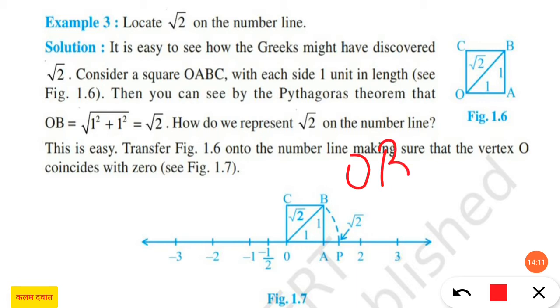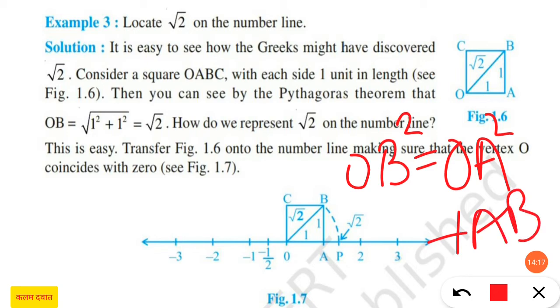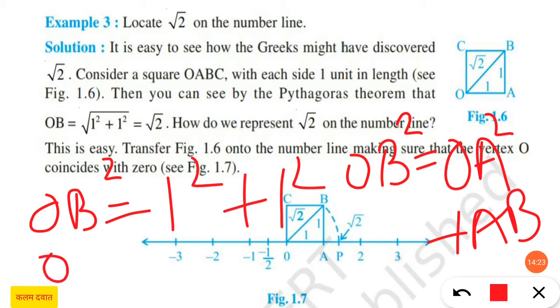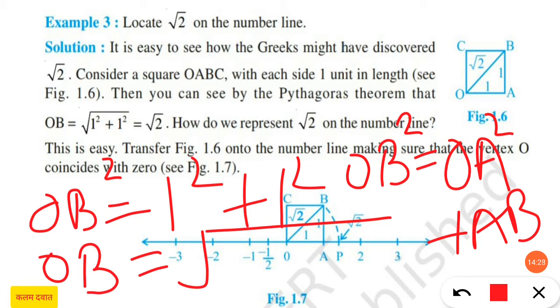So OB square will be equal to OA square plus AB square. Both are 1. OB square will be equal to square of 1 plus square of 1. And if you want to find OB, then we have to put a root. Square of 1 and square of 1, 1 plus 1 equals 2, so root 2. So OB length is root 2.